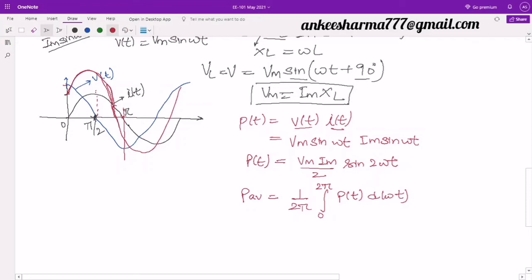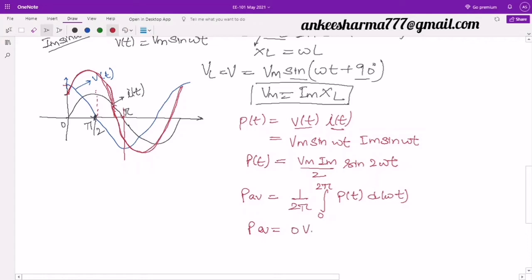So if we look here, the target over here is to discuss that in this power, the total power will remain 0 in a cycle. Means whatever power there is in the first half cycle, which is positive, will be subtracted from the power in the second half cycle. So when I calculate this average power, it will come out to be equal to 0.